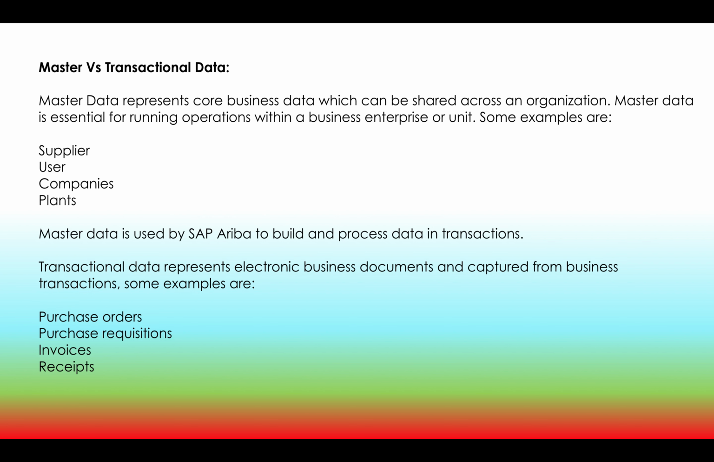Now we go to transactional data. Transactional data represents electronic business documents captured from business transactions. Some examples are purchase orders, purchase requisitions, invoices, and receipts. So transactional data is nothing but the daily transactions in the organization.